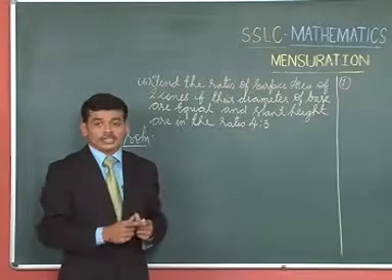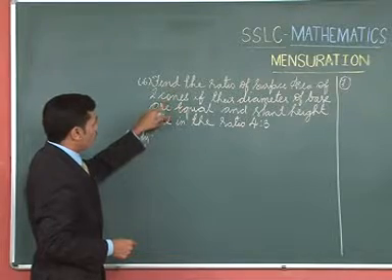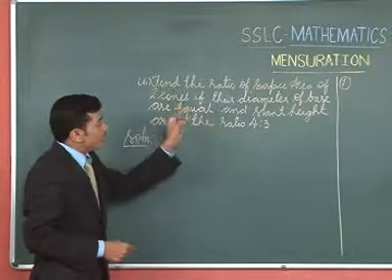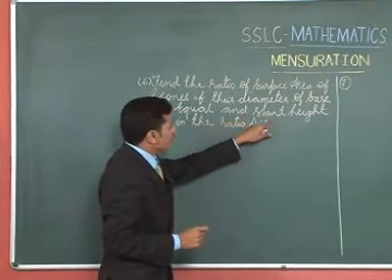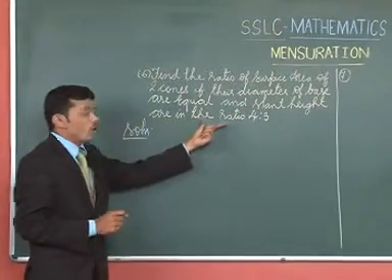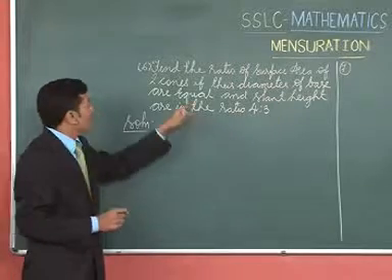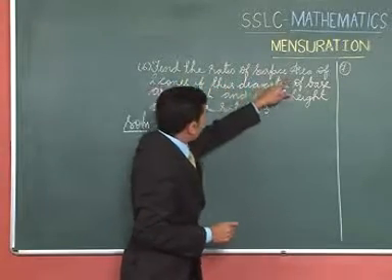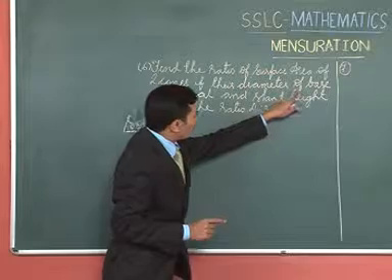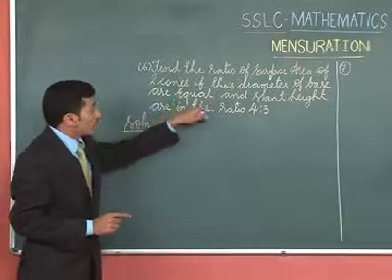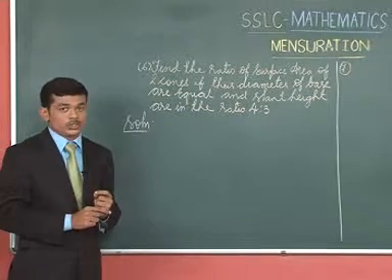Now let us go to the next question. The question is, find the ratio of surface area of two cones if their diameter of the base are equal and the slant height are in the ratio of 4:3. Let me read it again. Find the ratio of surface area of two cones if their diameter of the base are equal and the slant height are in the ratio of 4:3.